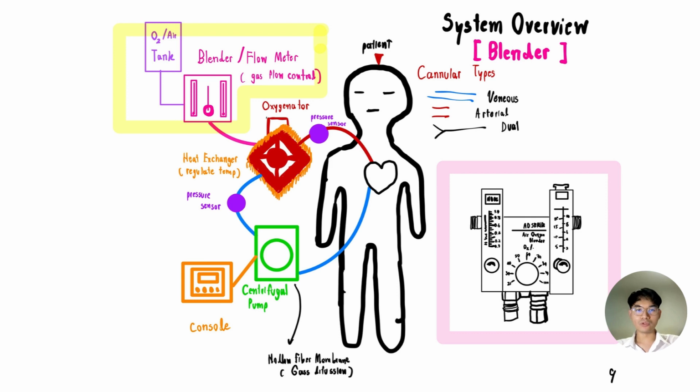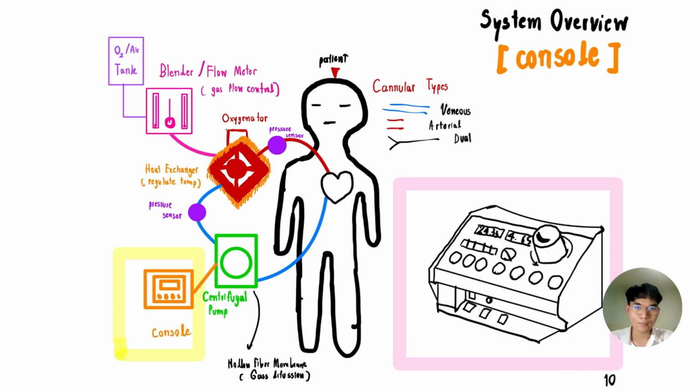And next, we will go to the blender. It is the crucial component for controlling the mix of the gas delivery to the patient. The blender allows the precise adjustment of the oxygen and carbon dioxide.